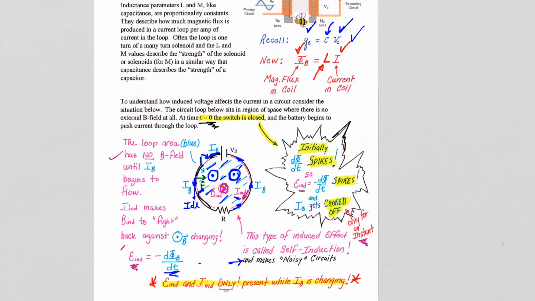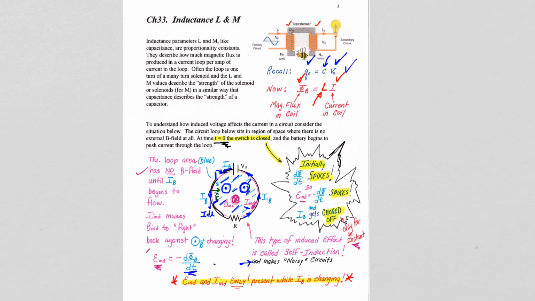So I'm going to zoom back out here for a moment. It's our introductory page to chapter 33. Please copy this down in detail so you have it as I'll reference it through the rest of this chapter, some of these concepts. And it gives us a good starting point to understand these new L and M parameters.